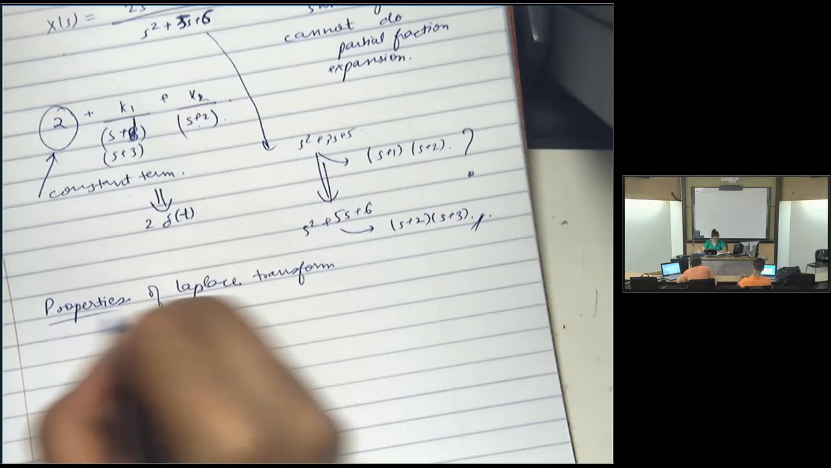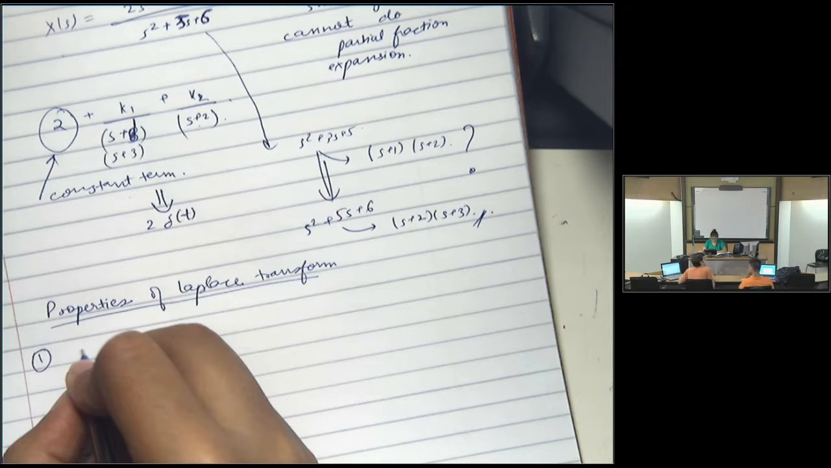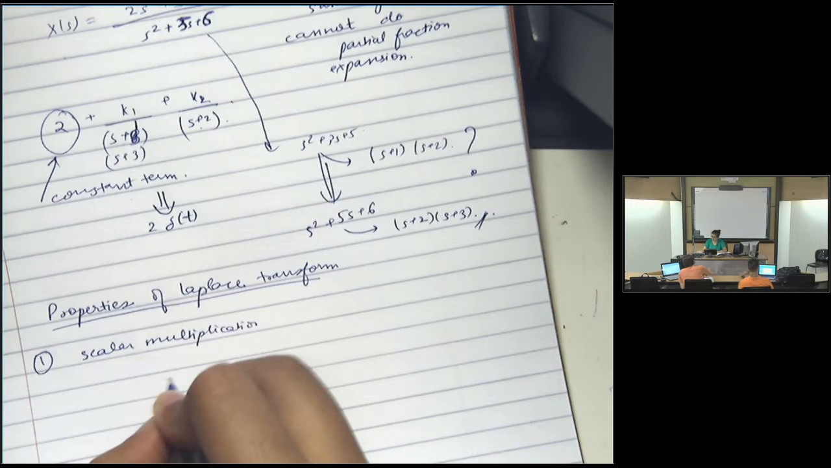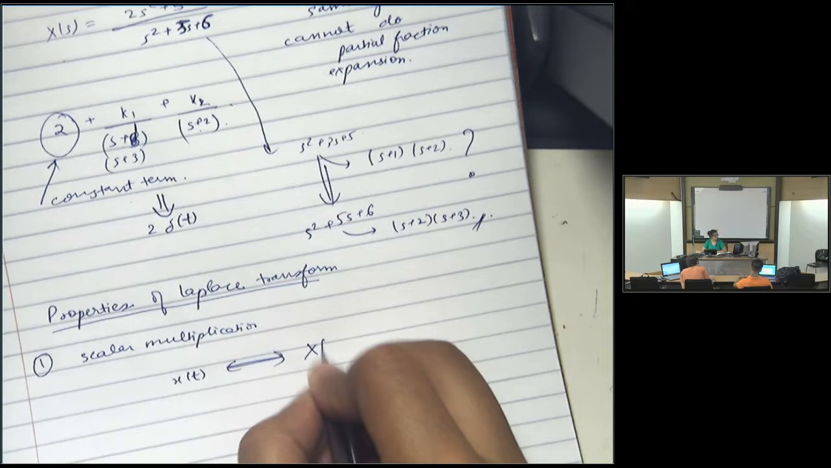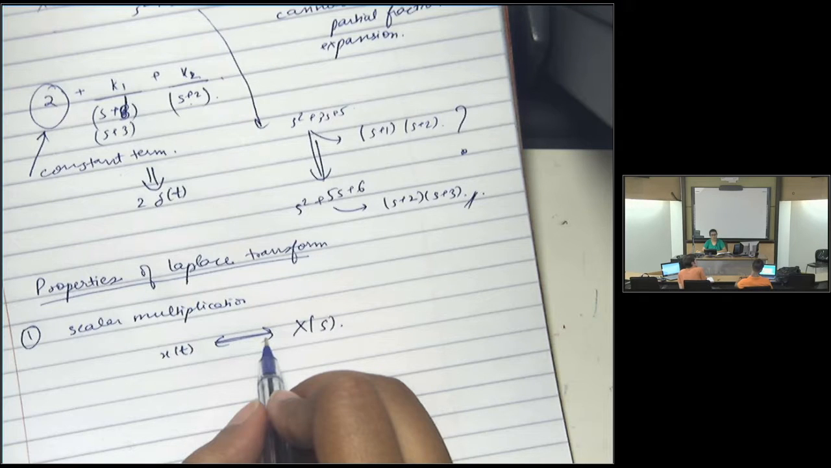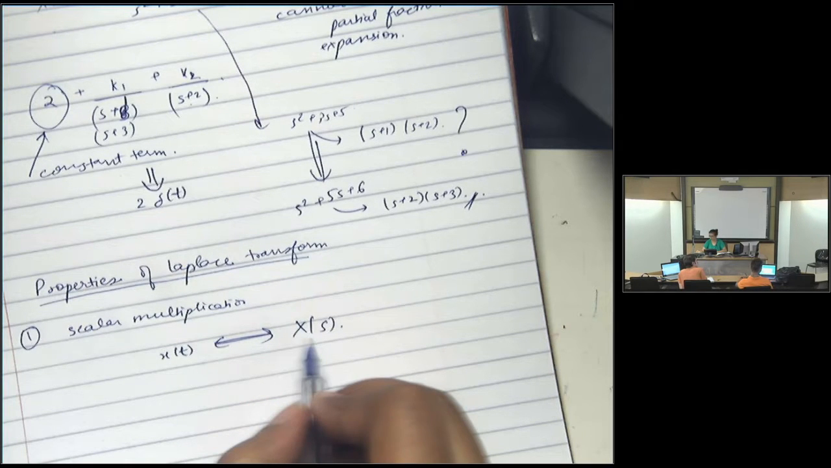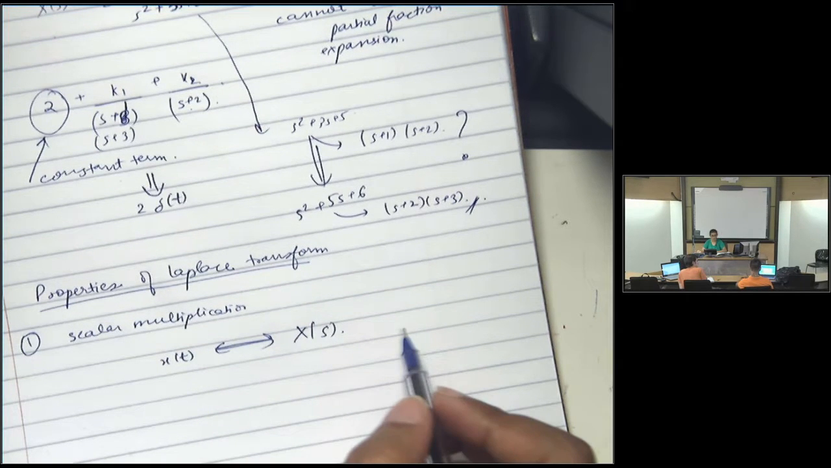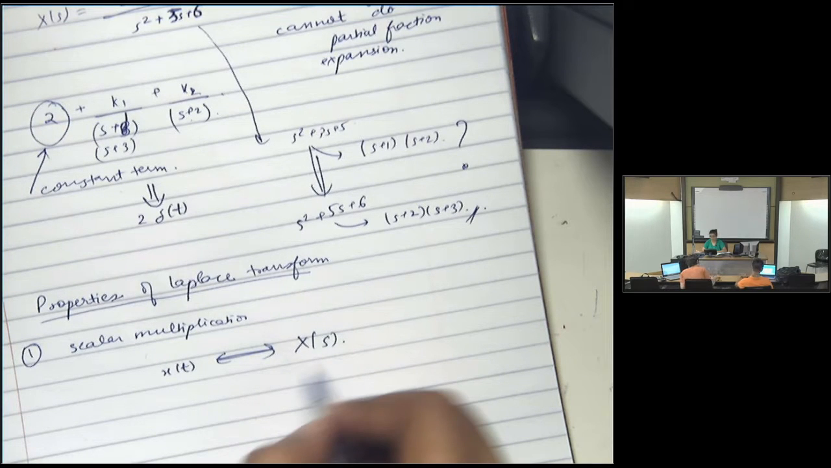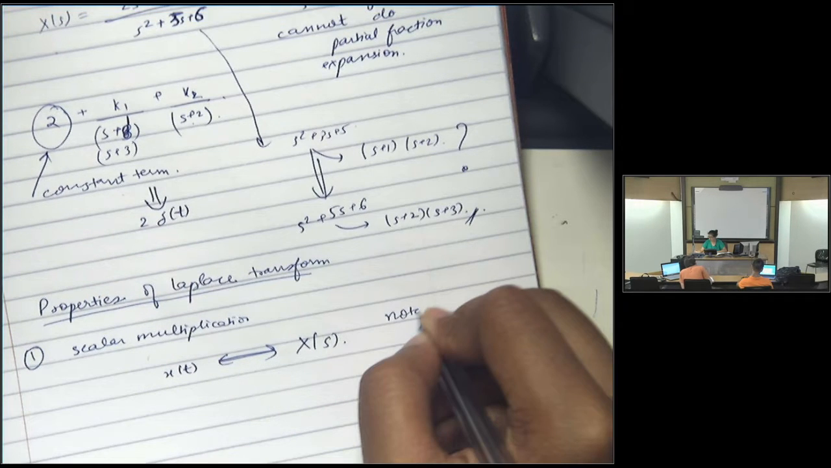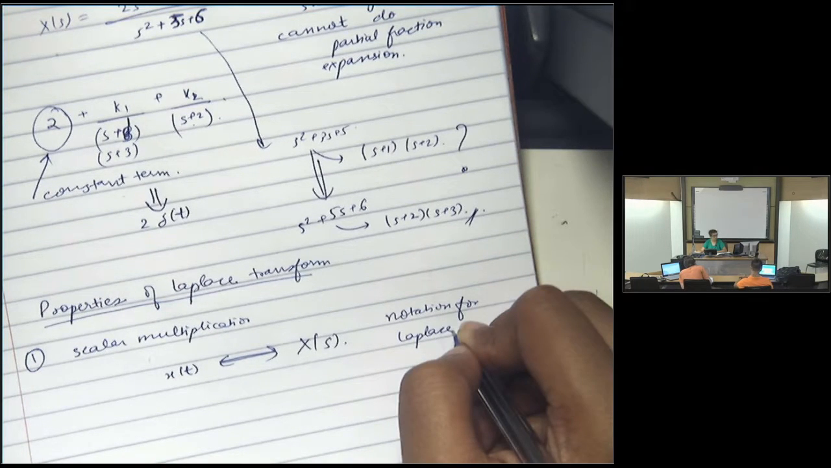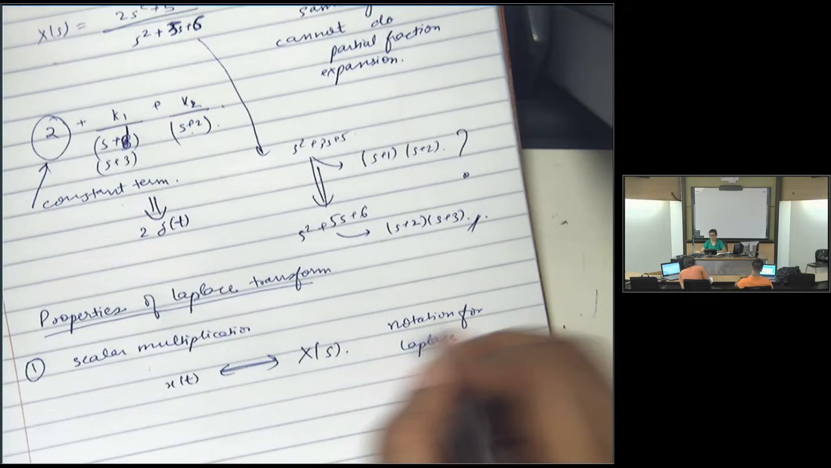All right. So first, a very straightforward property is scalar multiplication. If your x of t has a Laplace transform x of s, a Laplace transform pair is always denoted with a double-ended arrow. So you take the Laplace transform of x of t and get x of s, and if you take the inverse Laplace of x of s, you get x of t. This is your common notation of a Laplace transform pair. Whenever you're writing that x of s is a Laplace transform of x of t, write it in this notation.